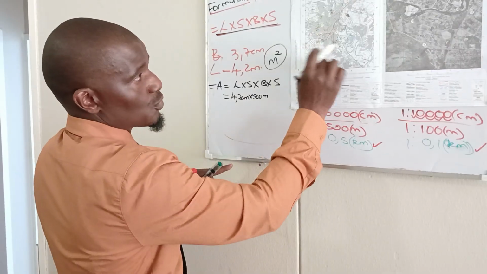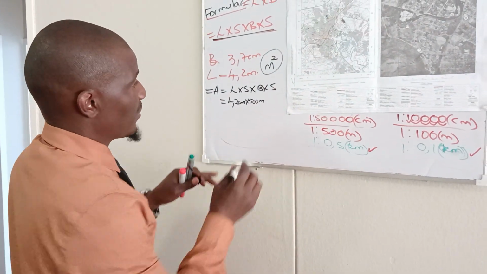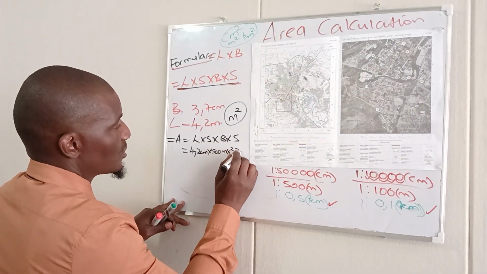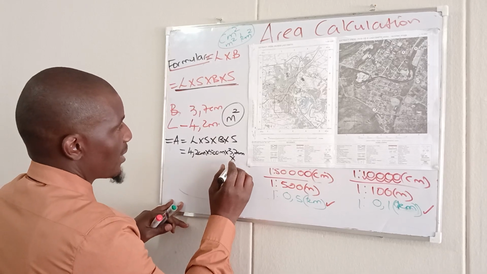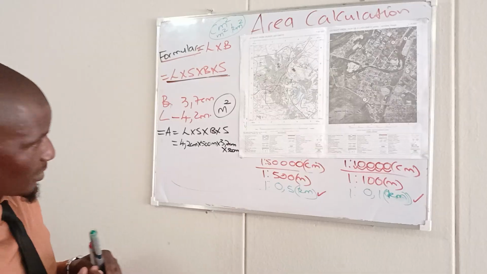Remember, the area of the orthophoto map is on the topographical map, so I'm going to use the scale of the topographic map. Then I'll multiply. What is my breadth? It is 3.7 centimeters multiplied by 500 meters as well. Okay, the only problem is my space.